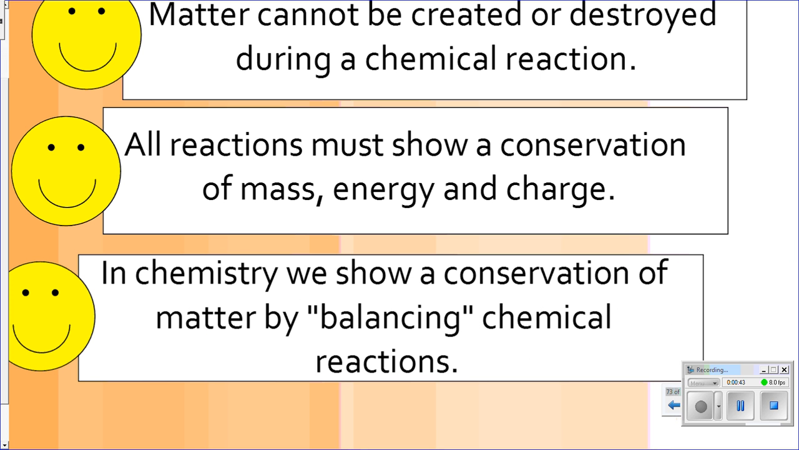In chemistry, we show our conservation of matter or our conservation of mass by balancing chemical equations. What's important to understand here is when we balance chemical equations, we're just making sure that anything that goes in comes out. Things will be rearranged, but they can't simply disappear.